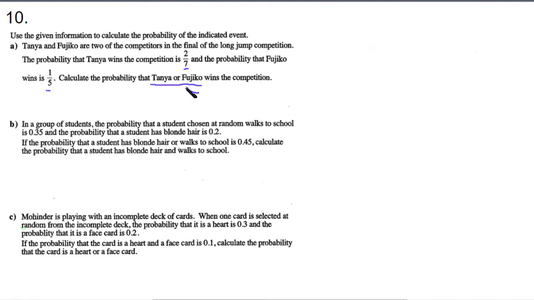So what we're looking for here is the probability that Tanya or Fujiko will win the competition. Okay, so this is an example of two mutually exclusive events because they cannot both win the competition. Only one of them can win the competition. So this is a mutually exclusive event because only one person can win.